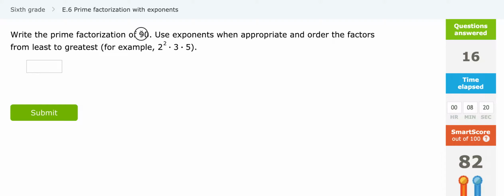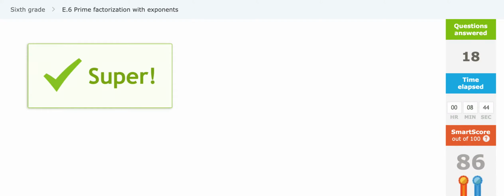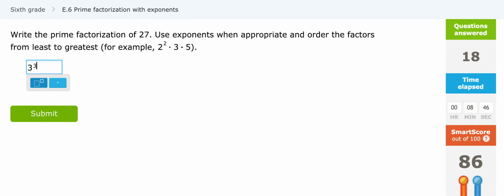Anyways, for 90, whenever I see a 0, automatically split it off, so it's going to be a 10, and then basically you're going to have 9 times 10, so 3 times 3 times 2 times 5. Organize that as 2 times 3 squared times 5, right? Going on from here, this is 2 squared times 5 squared, right? So 4 times 25. 27 is 3 cubed. 70 is 2 times 5 times 7.